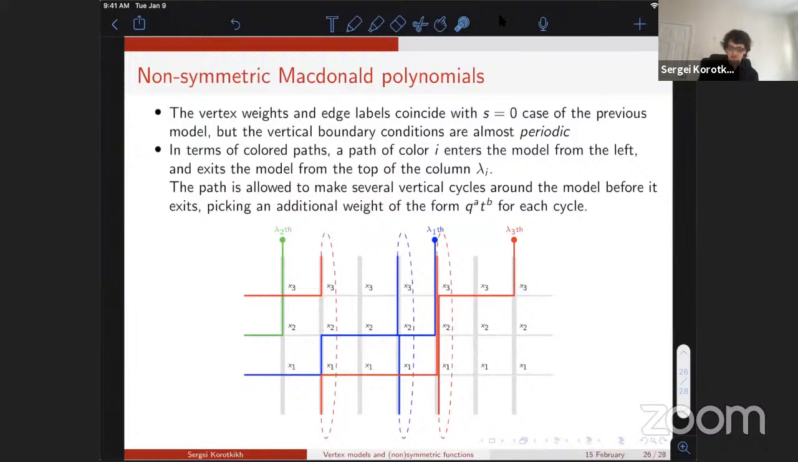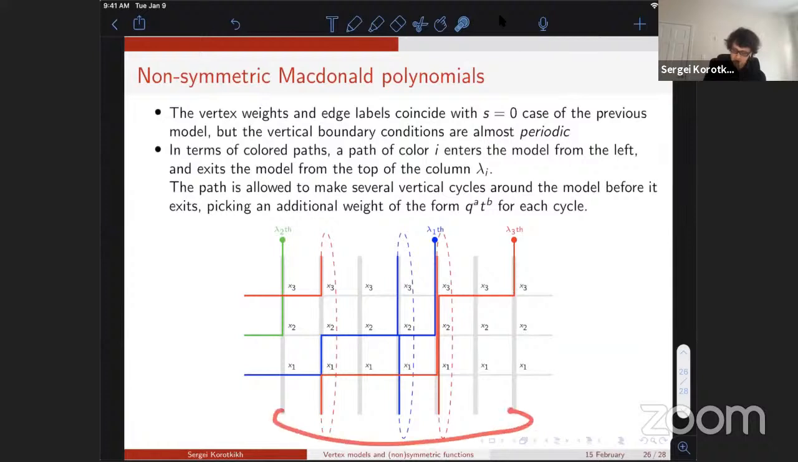Namely, we have the grid consisting of several lines where we have only one path along them, and columns where an arbitrary number of paths can go through them. And we have the vertex weights, which can start with the vertex weights I used before, but with spin parameter set to zero. And then I consider the same model where my paths are entering from the left and nothing exits from the bottom or from the right, but with one modification.